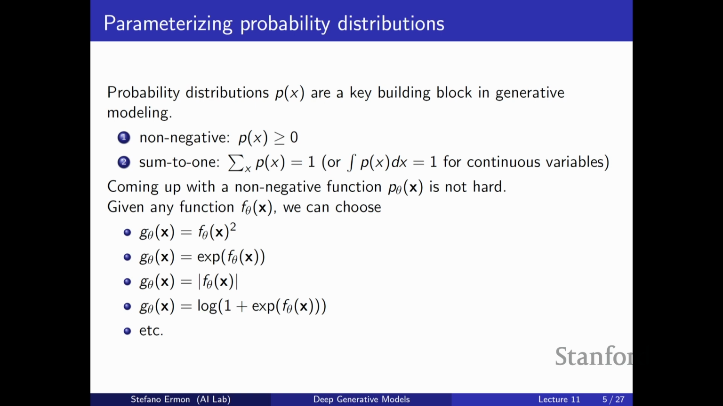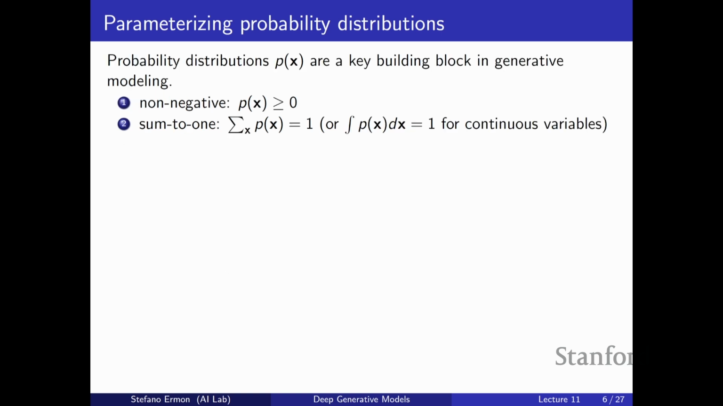So that's not hard to do. The tricky part is to guarantee that if you go through all the possible inputs that you can feed through this, let's say, neural network, and you sum up the outputs, you get one. Or if you have a continuous setting where the inputs are continuous, then the integral over all possible inputs to this neural network has to be 1.